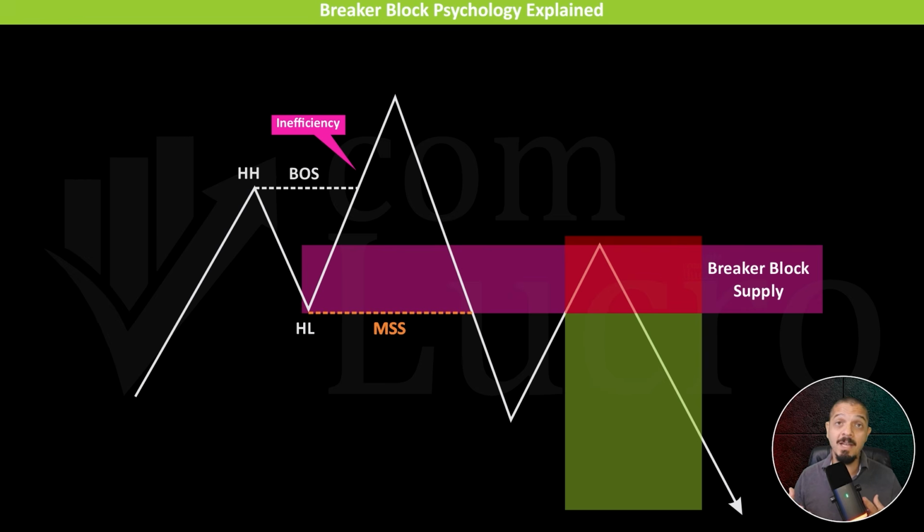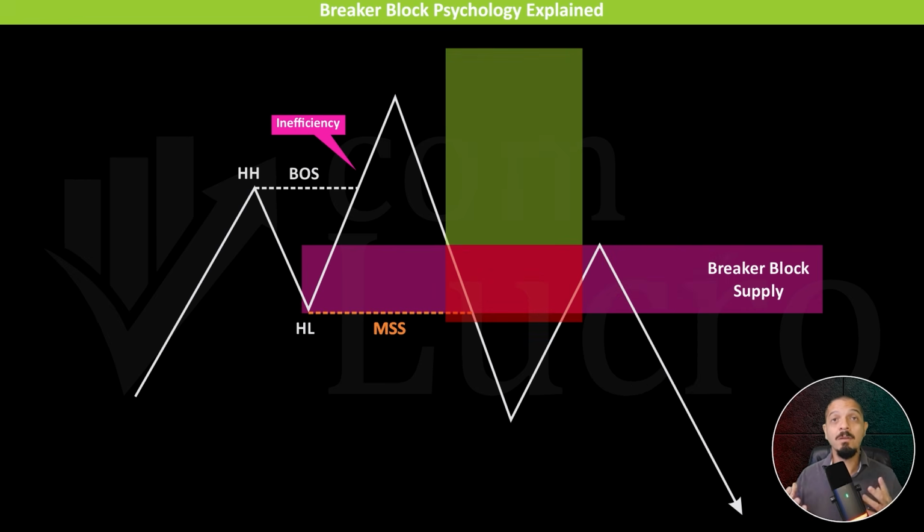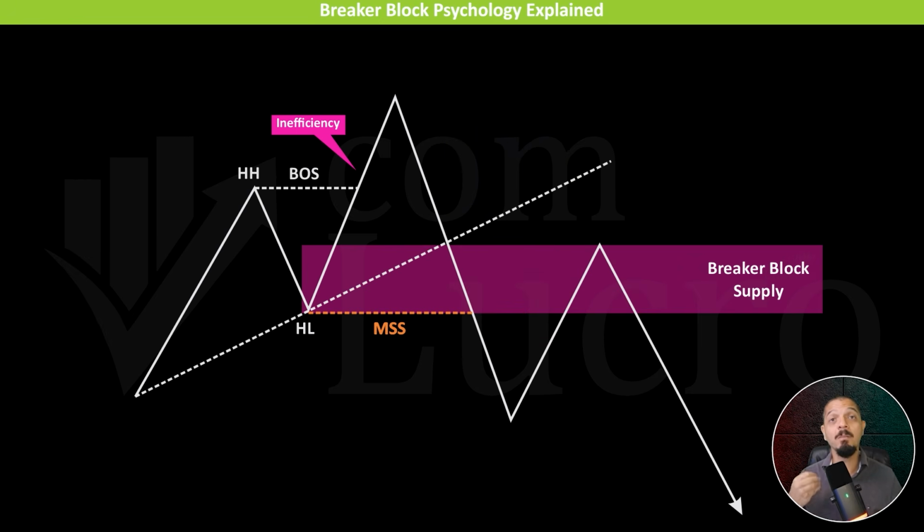The psychology behind the breaker block is straightforward. Traders who went long from the original order block now find themselves trapped. They wait for price to return to break even so they can exit without taking a loss. When many long positions close in the same zone, a surge of sell orders enters the market, creating strong downward momentum.